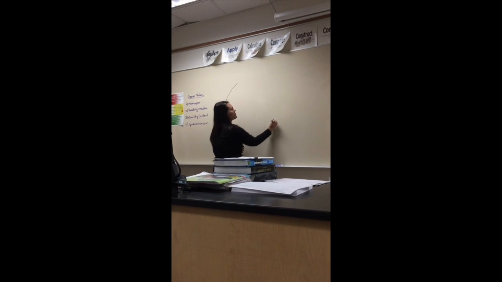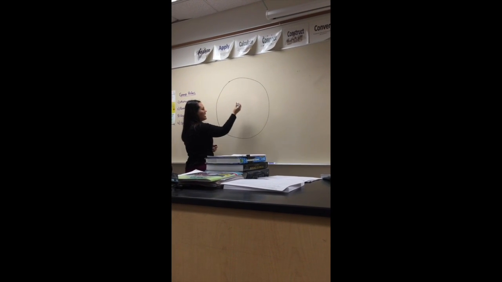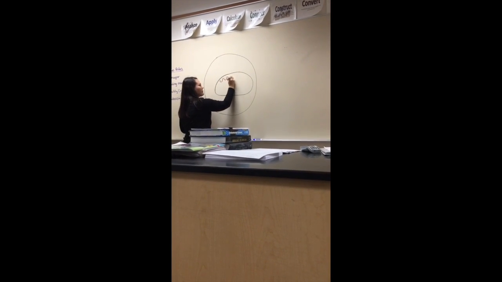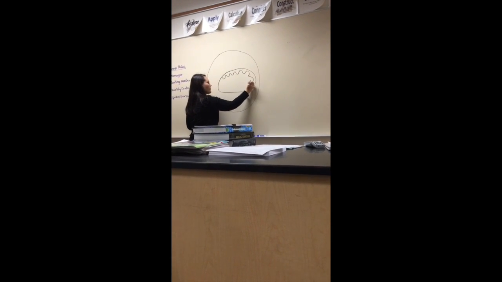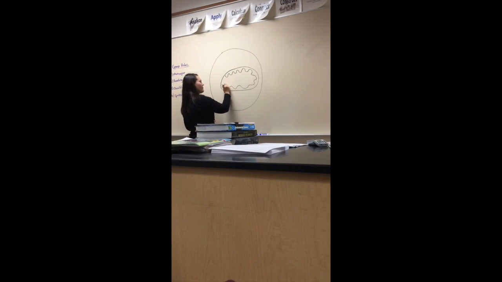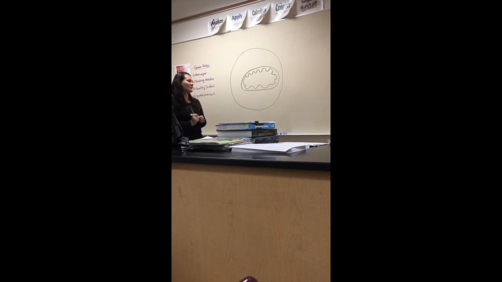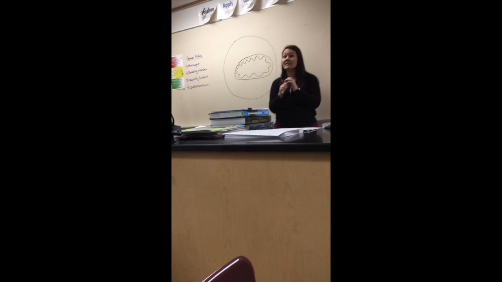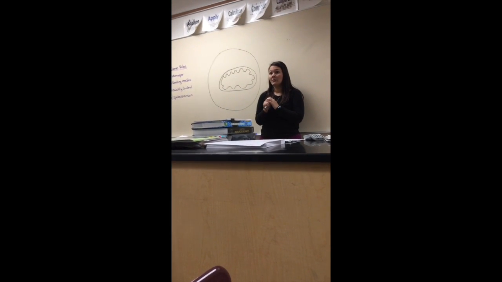By drawing a really weird looking cell. I know it's weird looking because it's going to be the wrong shape or size of stuff, but that's okay. What organelle did I just draw? Mitochondria. Mitochondria, good.